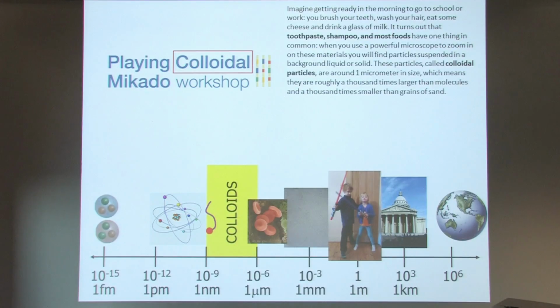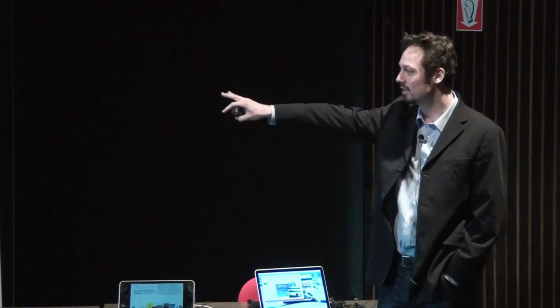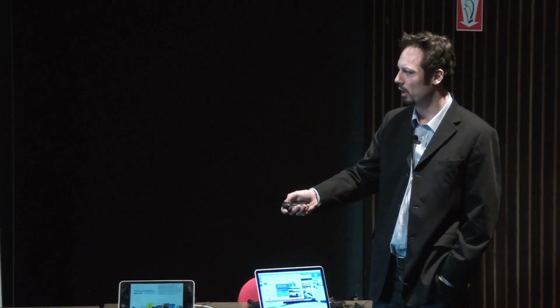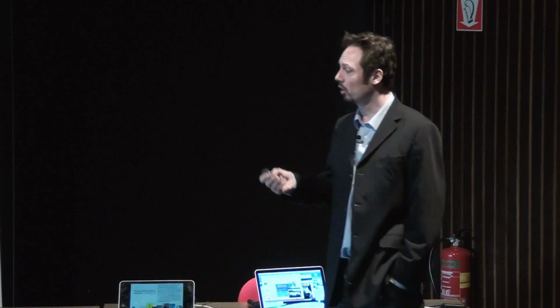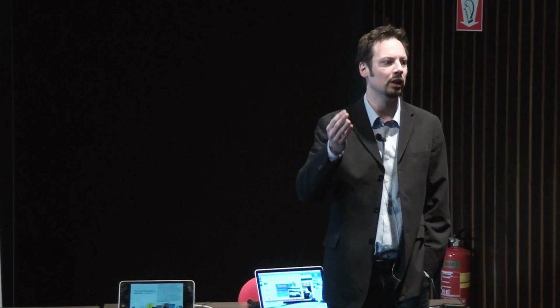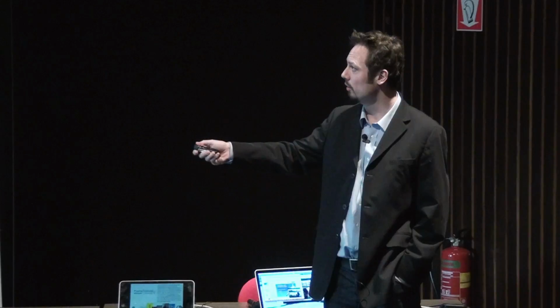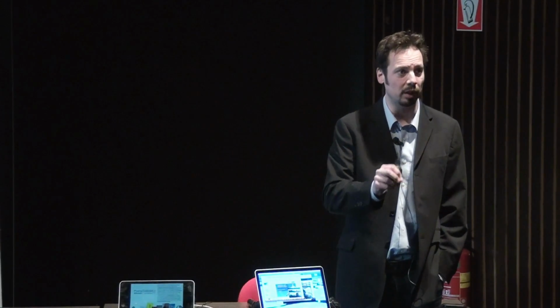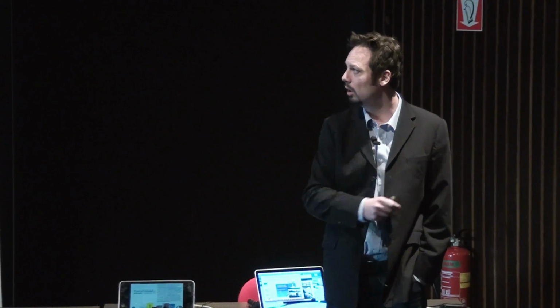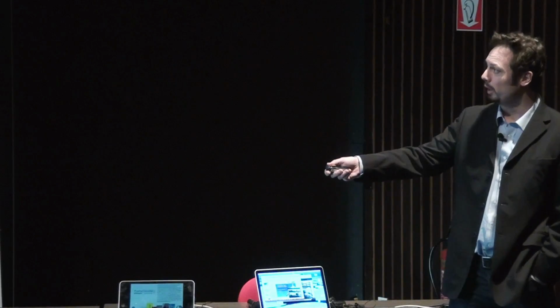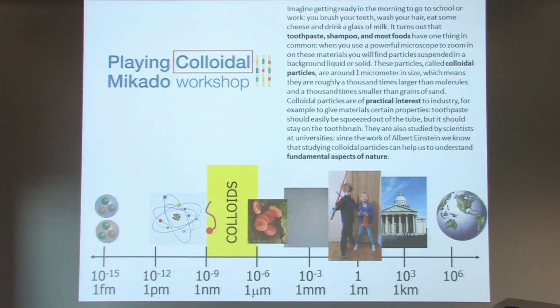Anyway, so this indicates the length scales, and here we are dealing with colloidal particles. Now, colloidal particles are clearly of practical interest because they can be found in foods, in shampoos, etc. They're also of fundamental interest, and since the days of Albert Einstein, we know that by studying the properties of colloidal particles, we will learn fundamental aspects of nature. And the first speaker, Professor Roel Dullens, will actually explain and show some of those links between colloidal particles and how we use them to understand how nature works. Now, this is explaining the term colloidal.